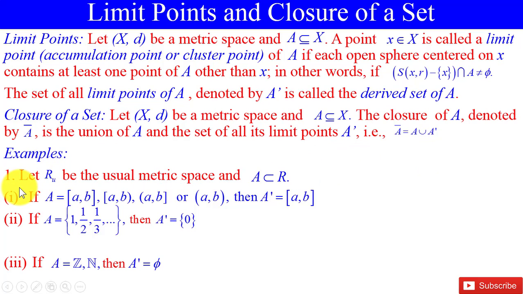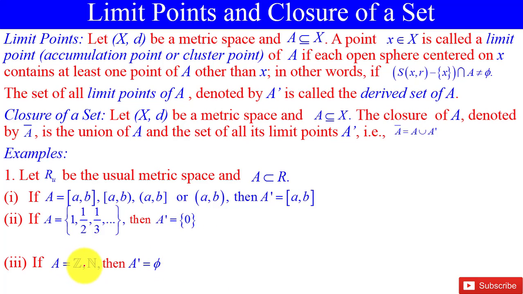Some examples. Let R with the usual metric be the metric space and A a subset of R. If A is a closed interval [a, b], semi-closed interval, semi-open interval, or open interval (a, b), then A dash is equal to the closed interval [a, b]. If A is equal to {1, 1/2, 1/3, ...}, then A dash, that is, the set of limit points or derived set of A, is the singleton set {0}.